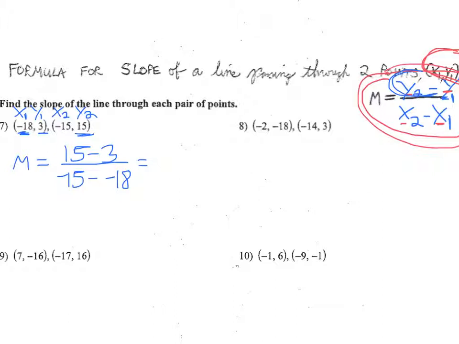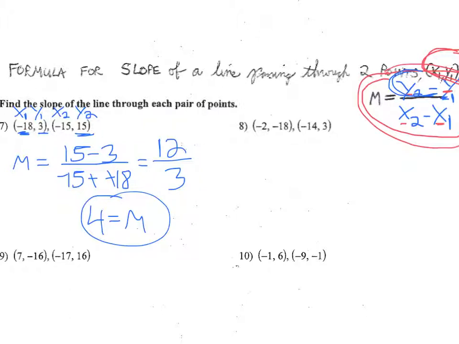Well, if I evaluate this, 15 minus 3, that gives me 12. And then negative 15 minus negative 18 becomes a plus. So negative 15 plus 18 is, what, 3? And then if I divide that, well, 12 divided by 3, that's 4. And that can't simplify any further. So that's the slope of the line. What that means is to get to any point on the line, you could go up 4 to the right 1. Because remember, 4 is the same thing as saying 4 over 1.